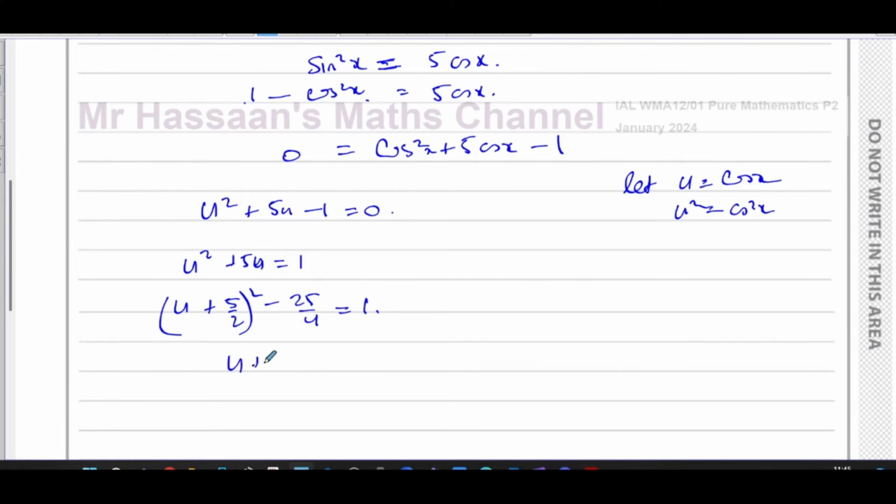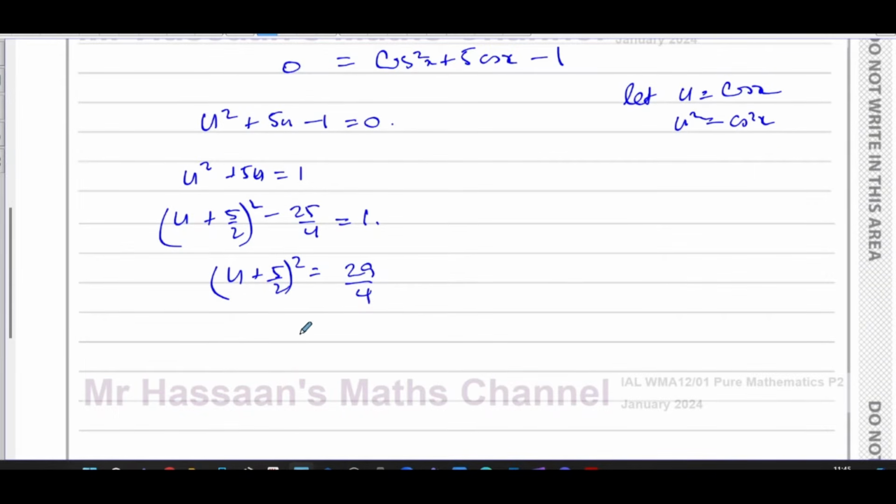So we have (u + 5/2) squared is equal to 4/4 plus 25/4, which is 29/4. Okay, and then we can take the square root of both sides. So u + 5/2 equals plus or minus the square root of 29 over 2. So therefore, u is going to be (-5 ± √29)/2. Those are the two solutions.